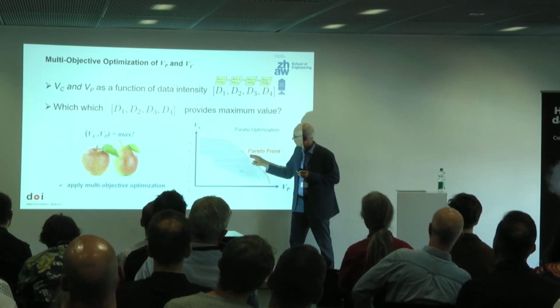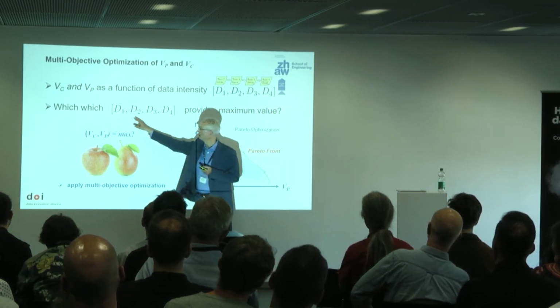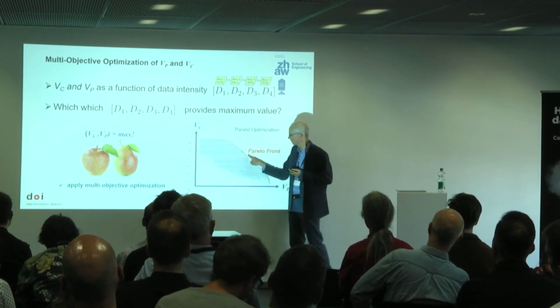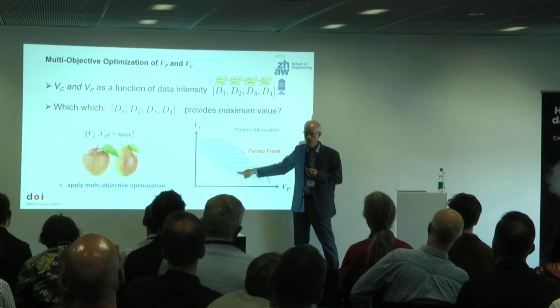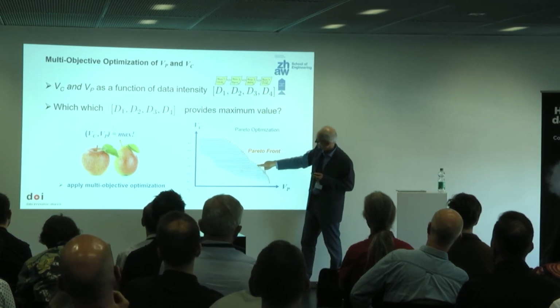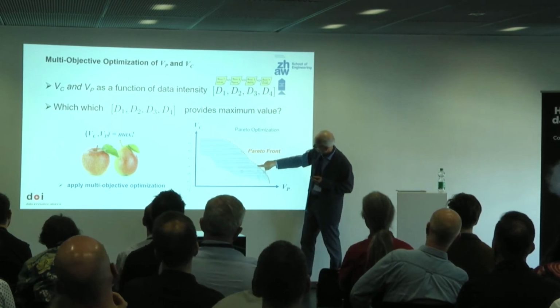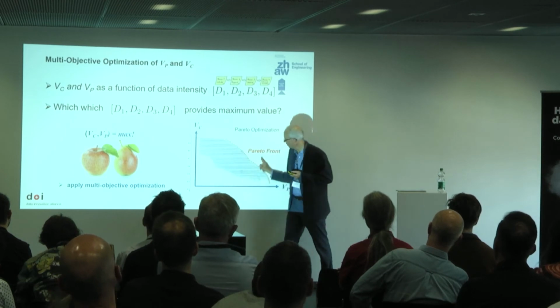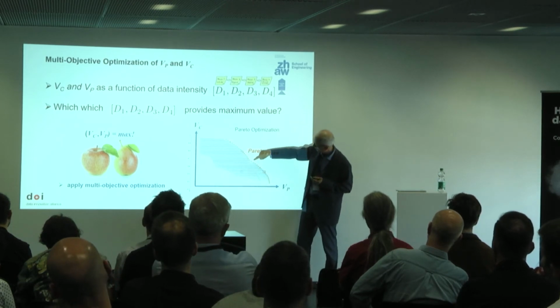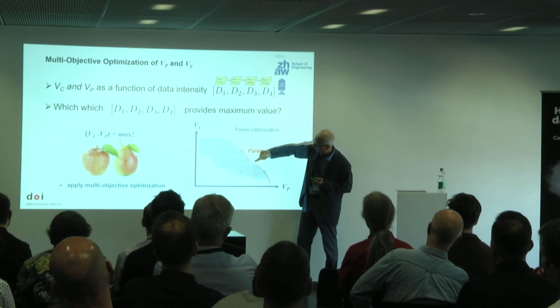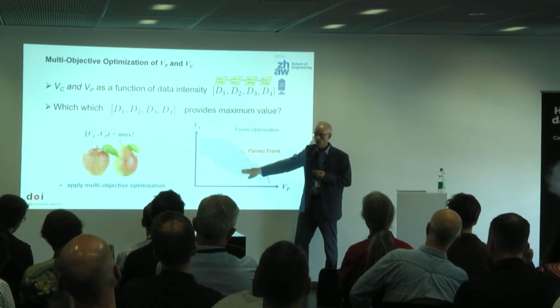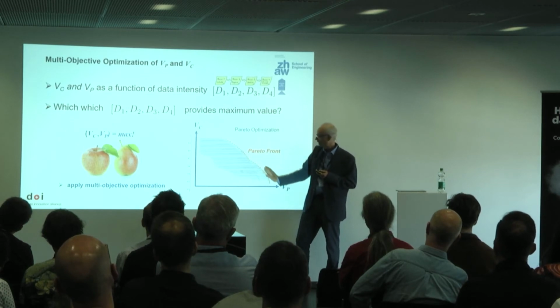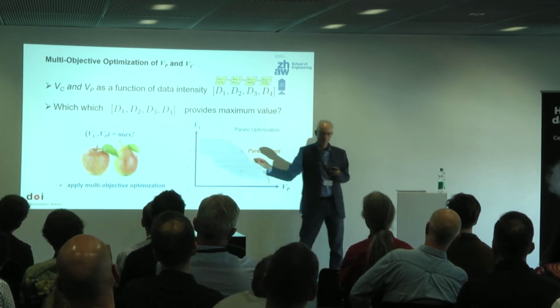If we find a combination of data intensities that resides on that line, then we are optimal, and anything that is below is suboptimal. If you're on that line and you want to improve the value for the customer, meaning going up here, VC, you can only do that by decreasing value for the provider, going to the left. If you're below the line, you can improve both of them by moving out to the line. So we have the optimal points on that line.